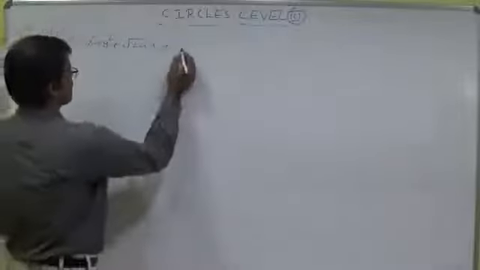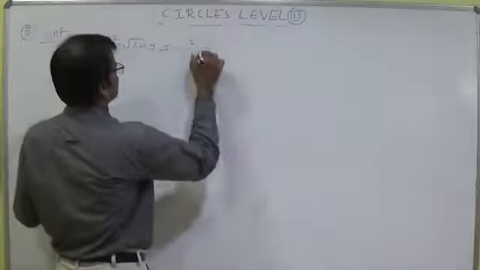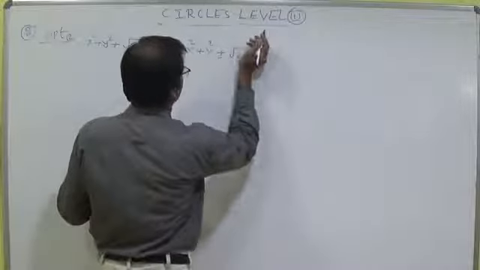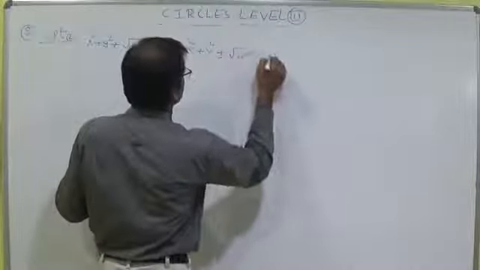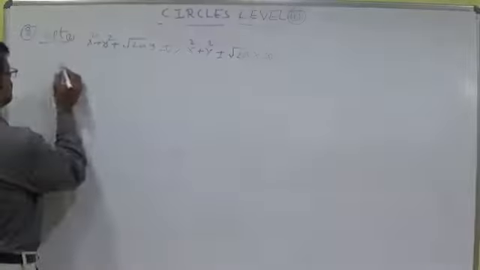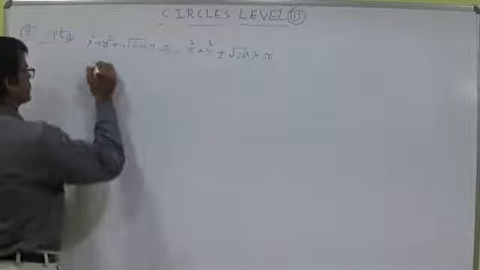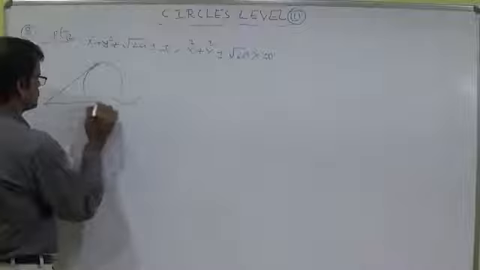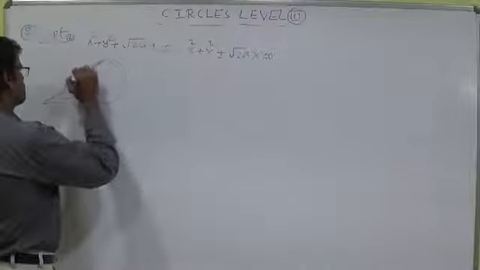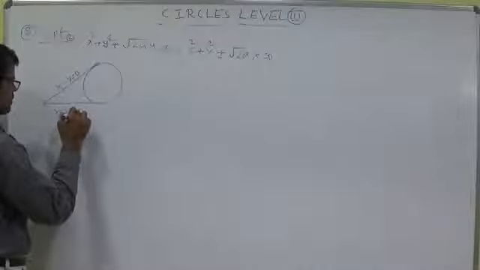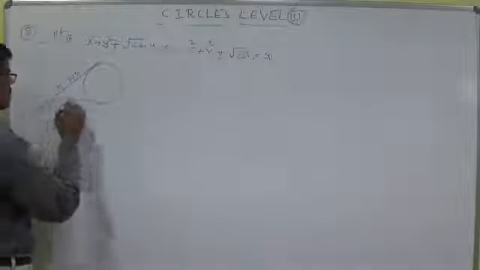X square plus y square plus or minus 4 root 2a. It is cut. And x square plus y square plus or minus 4 root 2ax, root 2ax equal to 0. Now it will be cut. Now you can write, diagram is same. Diagram will not change. This is the tangent, this is the tangent, x minus y equal to 0. And this is the tangent, x plus y equal to 0. This is the origin, 0 comma 0.